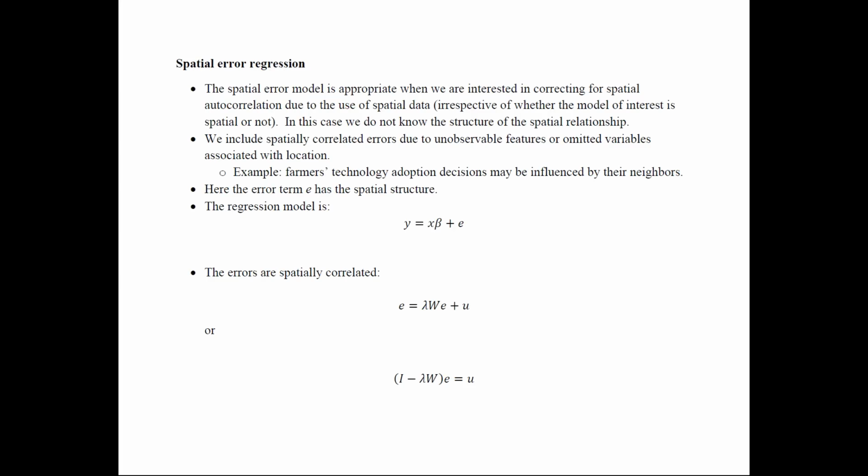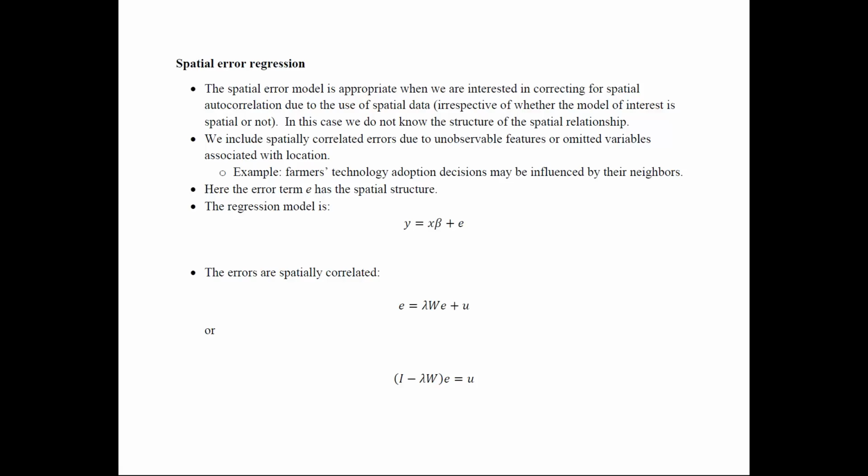Okay, so contrasting would be the spatial error regression, and this model would be appropriate when we're interested in correcting for the spatial autocorrelation due to the use of spatial data. But that would be regardless of whether the model would be spatial or not. So in this case, we will not know exactly what the structure of the spatial relationship is. So we would include the spatially correlated errors due to unobservable features or omitted variables.